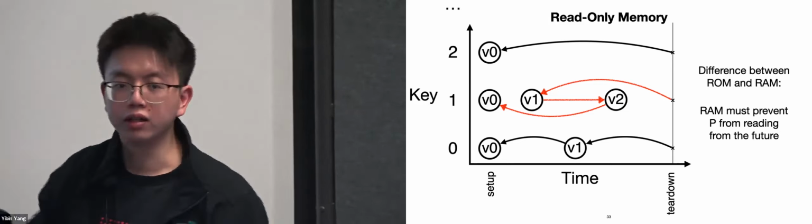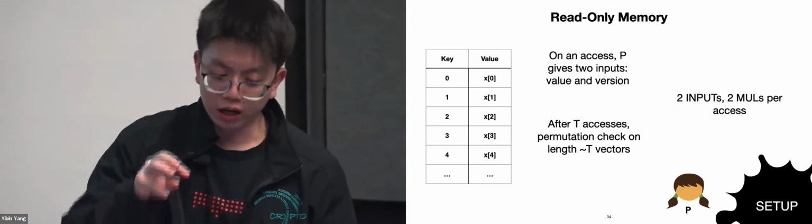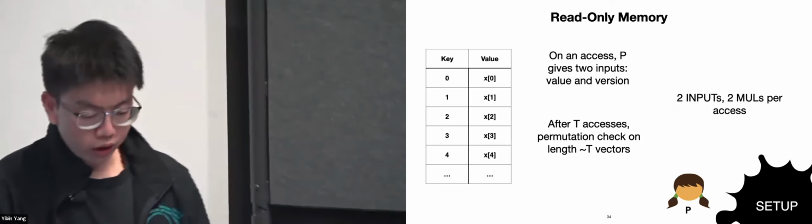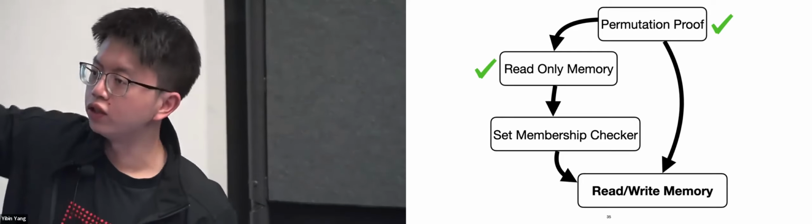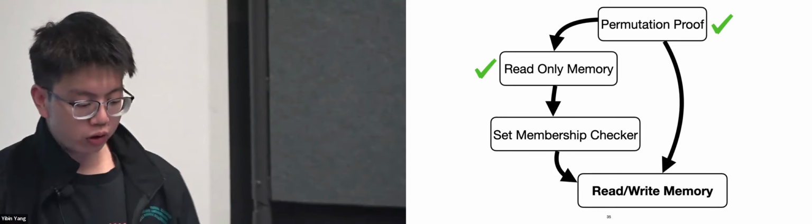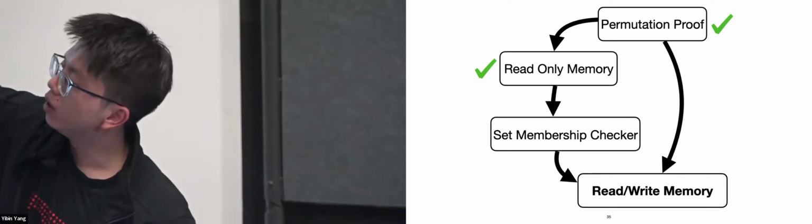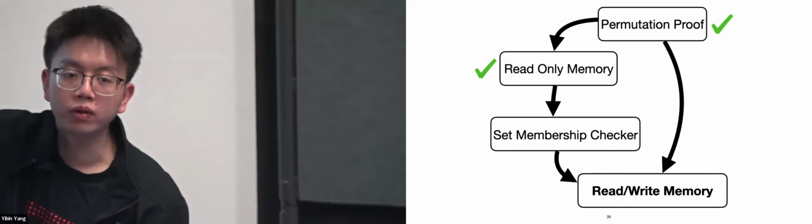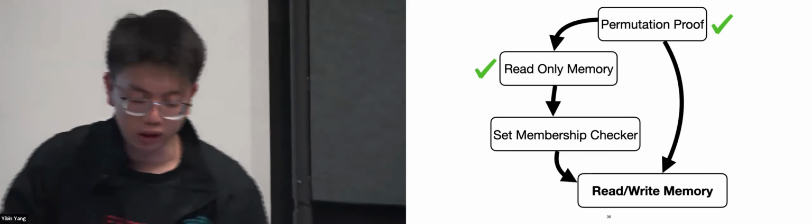So let me see how much time is left. Four. So now I'm going to show you that. Basically, this finishes how you can build a read-only memory. Now I'm going to show you that by having a read-only memory, you can also have a set membership check. This is actually very simple. I'll just show you one slide.